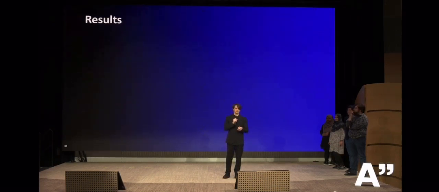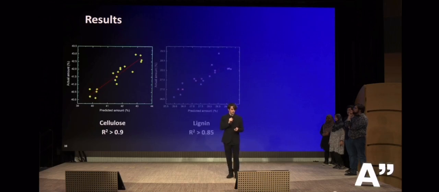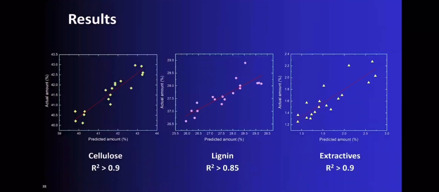Then to check the robustness of the model, we tried out new samples and tried to determine their composition from just the spectroscopy. Here we have cellulose, lignin, and extractives. On the y-axis, we have actual amounts, and on the x-axis, we have predicted amounts. As you can see, we have a kind of linear relationship, which we were looking for.